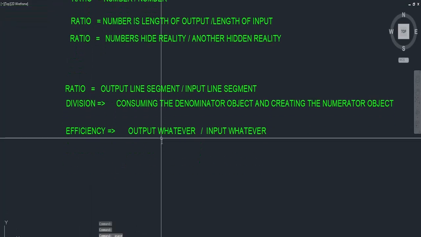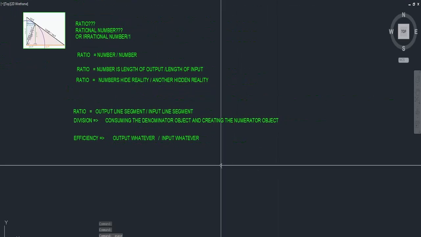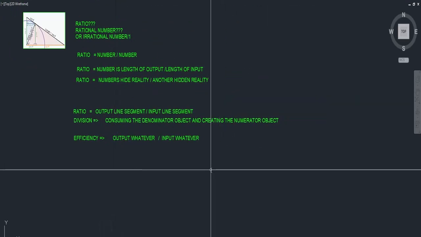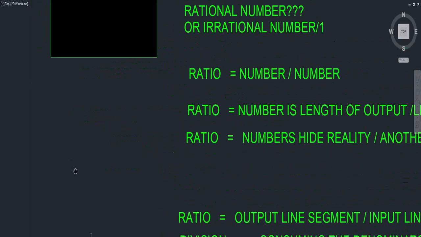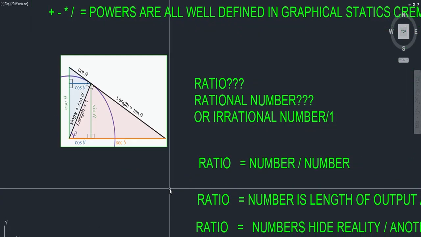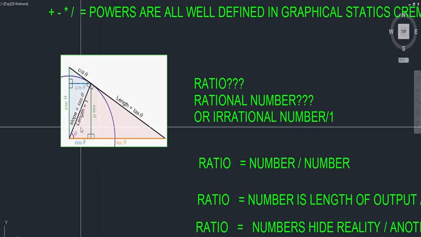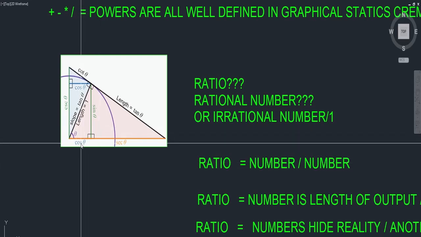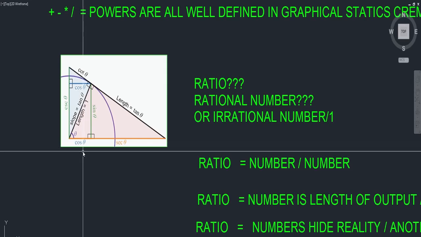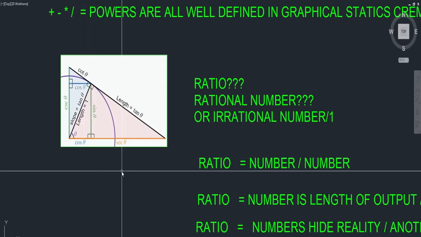In the same way, the division is actually consuming the denominator and generating the numerator. Here we should understand that when a line segment is given, we can consume it as the hypotenuse and generate the base, and that is considered cos theta. We can think of cos theta as an operator, or as an animal which eats the line segment as hypotenuse and returns the base line segment.